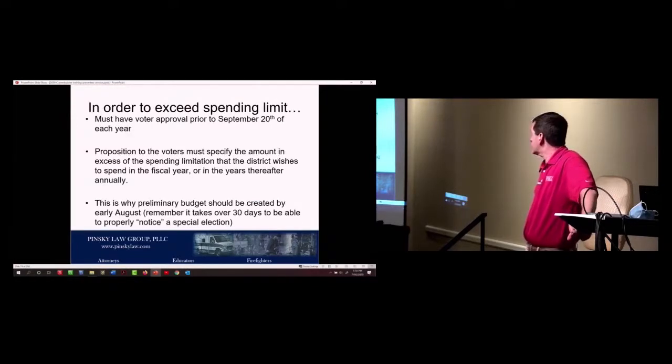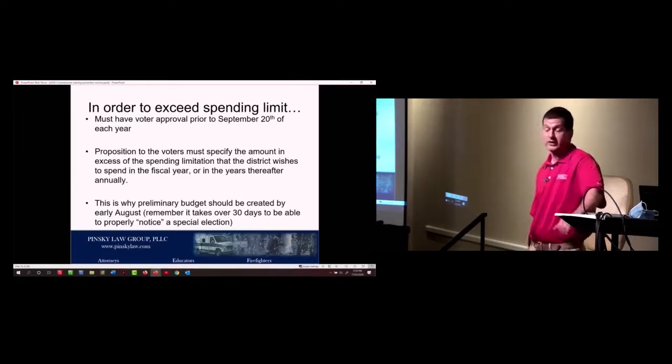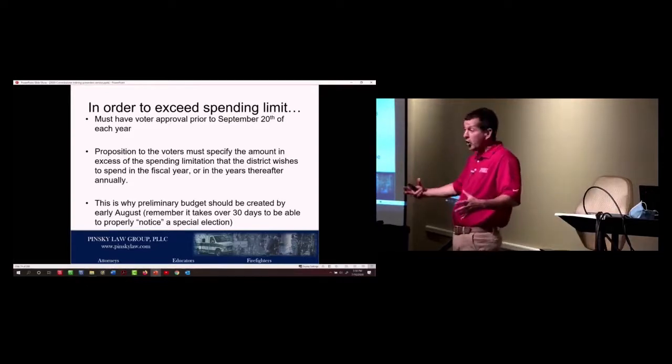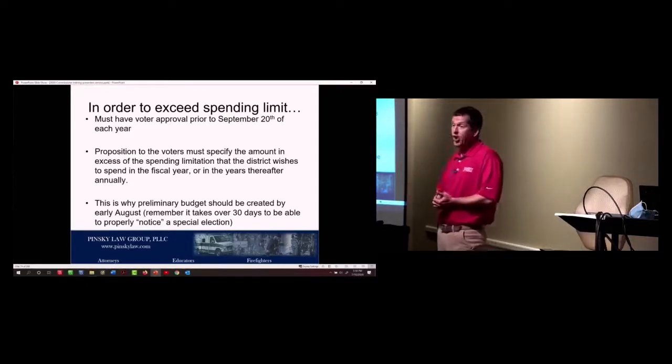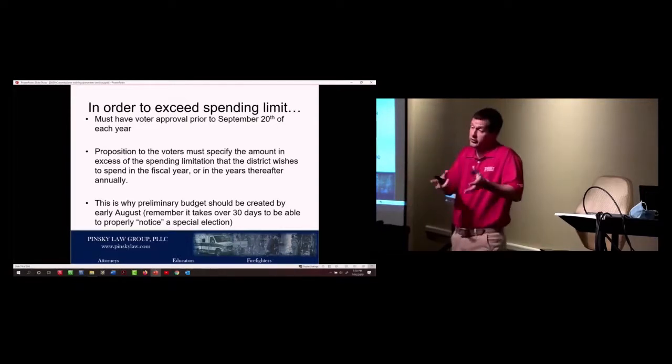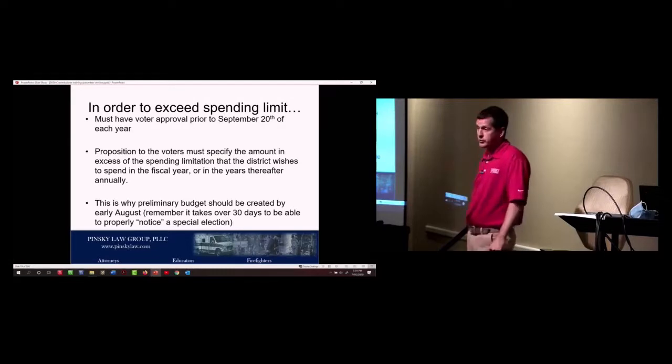So in order to exceed the spending limit, I've done these resolutions for a couple of districts where they need to permanently increase their limit. You've got to have voter approval by September 20th. As you know, you need a vote 27 to 34 days beforehand. You need 27 to 34 days notice. So that means, in early August, we're having a resolution to hold a vote and giving notice of a vote to increase our statutory spending limit.